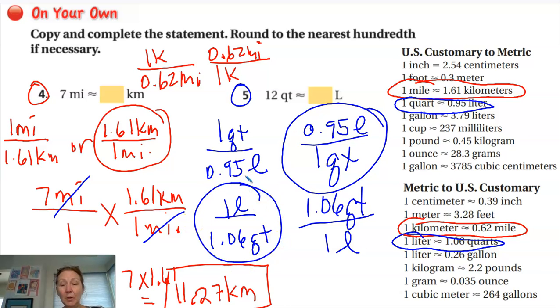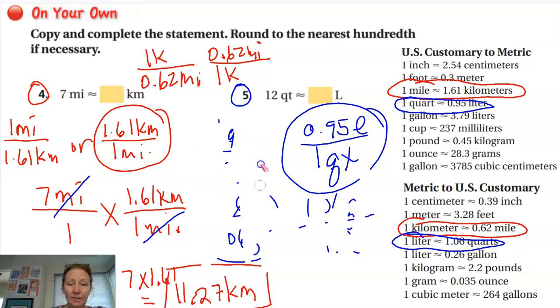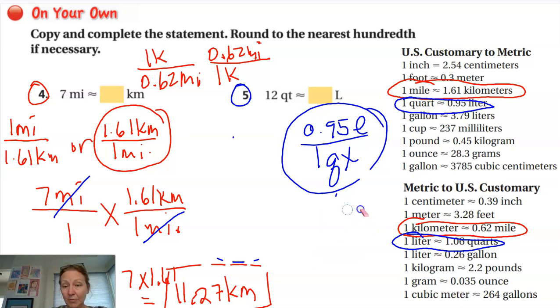We want our answers to be in liters, so I'm either going to pick this conversion factor or this conversion factor. I think I'll pick the one that involves multiplying. The top one is 0.95. Okay, so I'm going to go ahead and erase all of these choices, and I'm just leaving up the conversion factor that I decided to choose. Okay, so there we go.